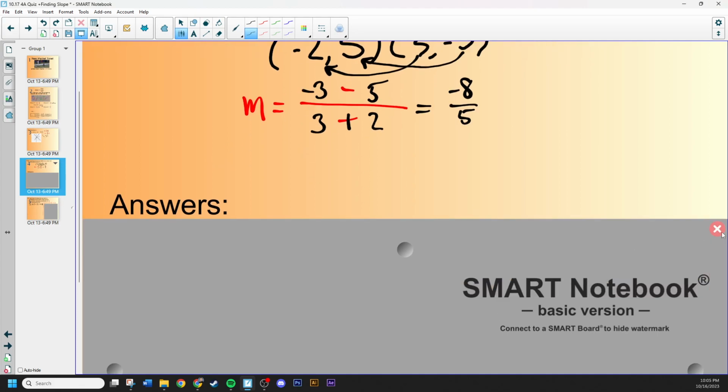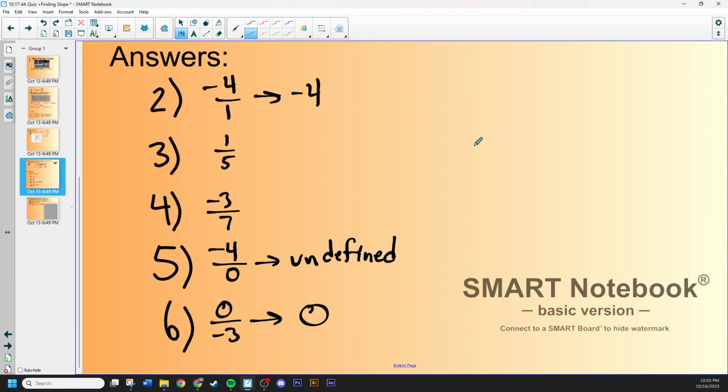Okay, here we go. Here are the answers. All right, so here they are. Remember that if you have it over 1, you should simplify this. Even if you got this as -1, so maybe you got 4 over -1, same thing. You should bring that negative sign up and drop the 1. 1/5 is pretty straightforward, -3/7.